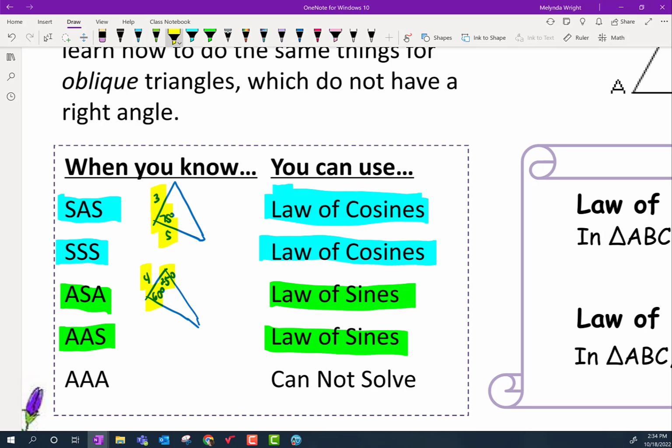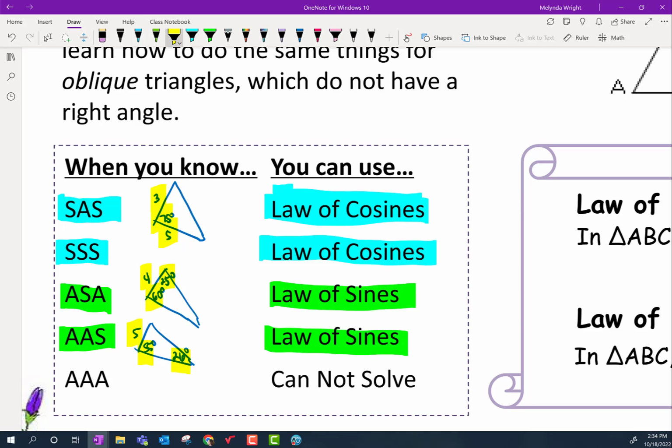And then angle, angle, side would be the scenario where, let's say, this angle was 26 degrees, and maybe we knew this angle was 55 degrees, and maybe we knew this side was a 5. So angle, angle, side, again right in order. Just a reminder of how you would read those off of a triangle and determine which formula you could use.